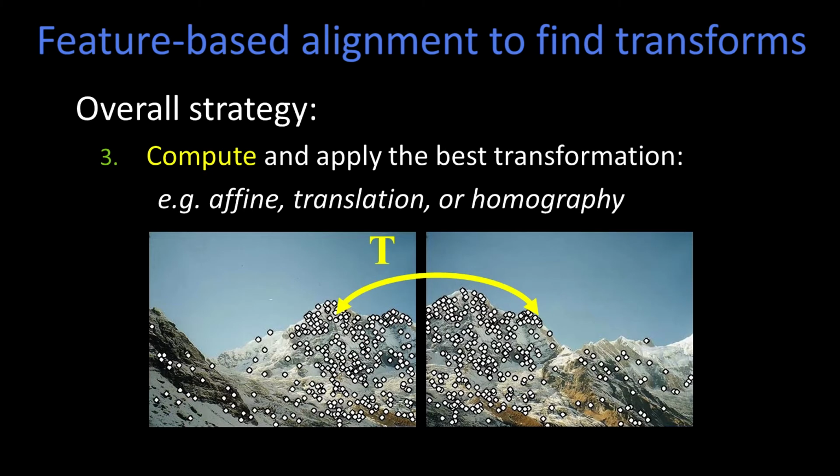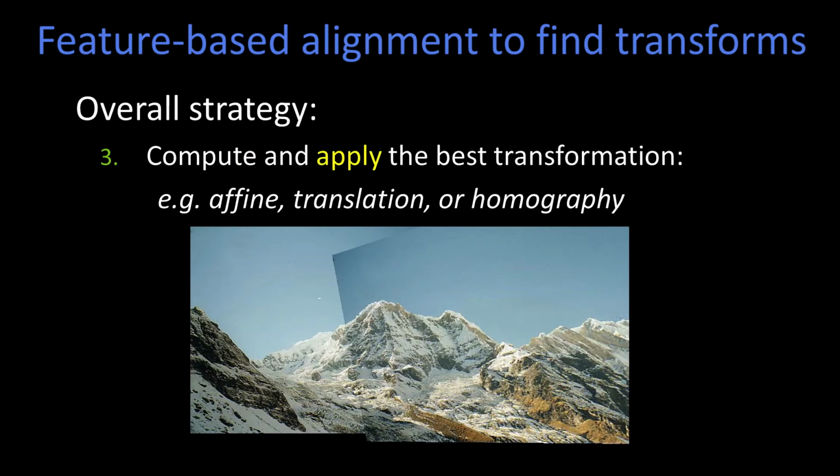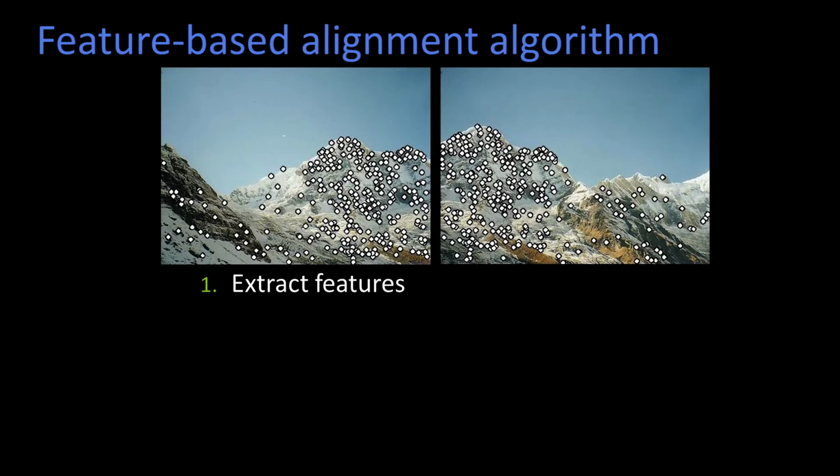Then we would have to compute a transform that aligns one image to the next. We talked about doing homographies or affine transforms, and then finally you would apply that transform. Great. All right, so the algorithm follows this pretty carefully, but you'll see in a minute we're going to get to a point where there's a step that we don't know actually how to do.